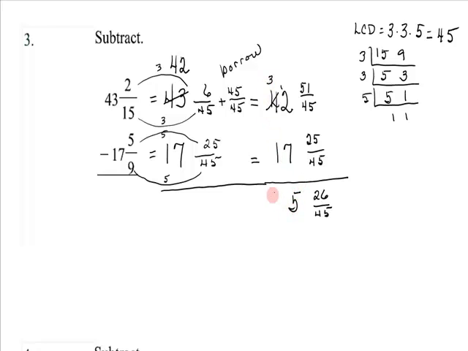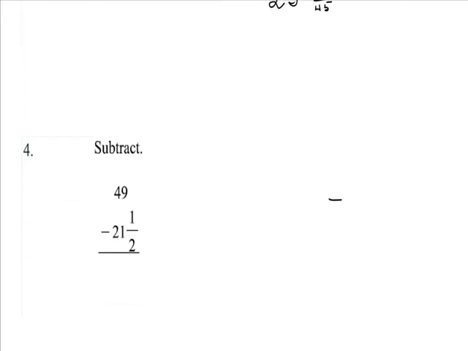And 1 from 3 is 2. This fraction cannot be reduced in any way, so my final answer is 25 and 26/45ths. This time when I borrowed, because I could not take 25 from 6, I borrowed the 1 and it took the form of 45 over 45, but I already had 6 over 45, so I had to combine those for 51 over 45. Pretty long problem when I have to borrow sometimes.